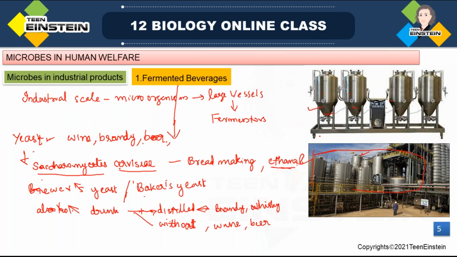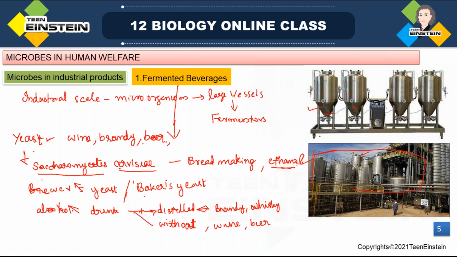So based on this, there are types of alcoholic drinks. Some alcoholic drinks are produced with distillation, like whiskey, brandy and rum. Then wine and beer are produced without distillation. Alcoholic drinks may be formed with and without distillation. Wine and beer are the products which are produced without distillation.